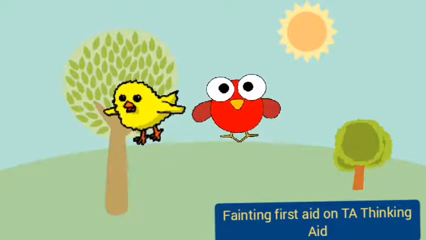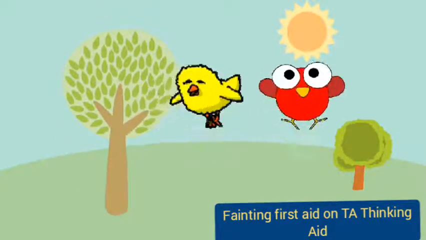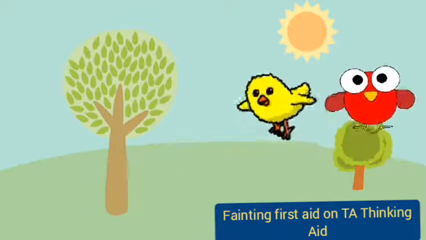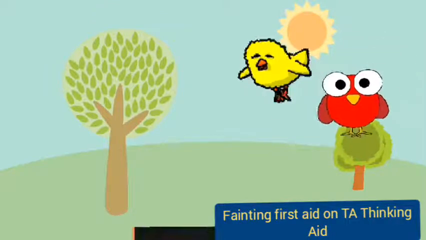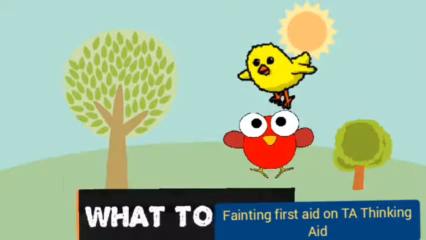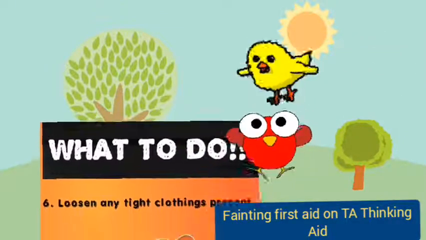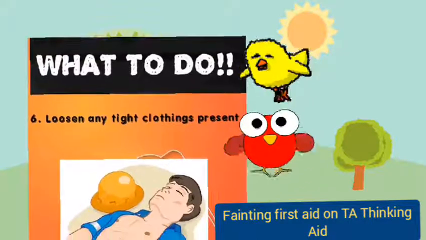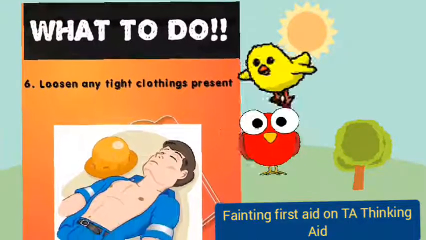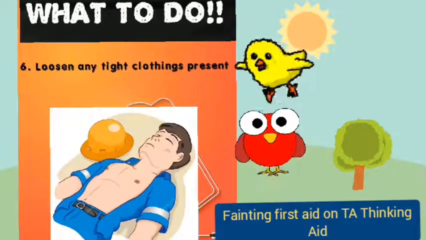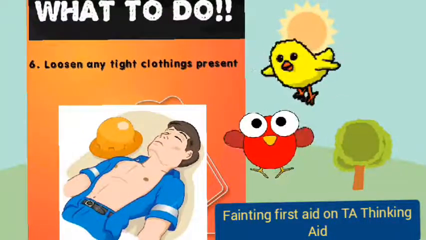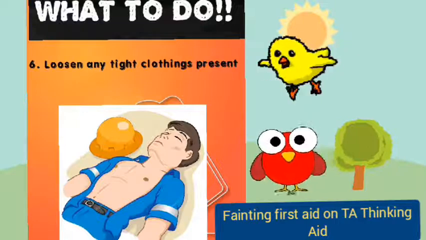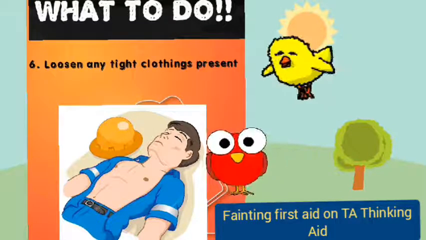When trying to help a person who has fainted, Sister Jane, ensure that if there is any tight clothing, you try to loosen it, because tight clothing on somebody who has fainted can block blood flow to the brain and also reduce oxygen going to the patient.